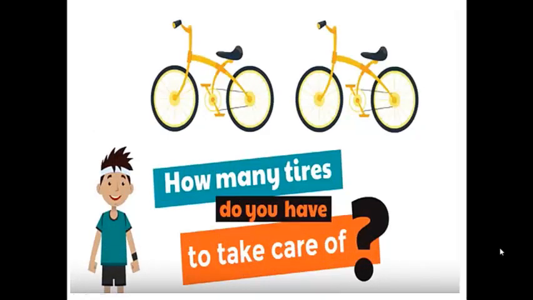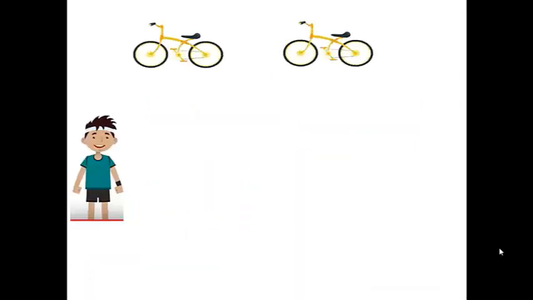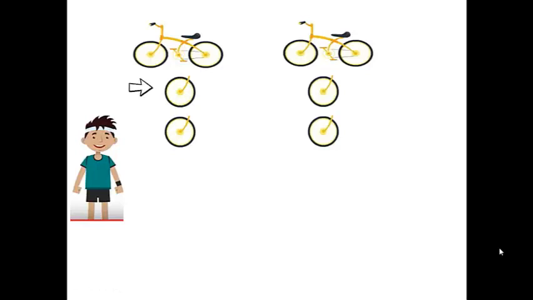How? Like this. There are 2 bikes. How many tires are there? Look, there are 2 bikes. Each bike has how many tires? Each bike has 2 tires. Yes, 2 tires. 1, 2.